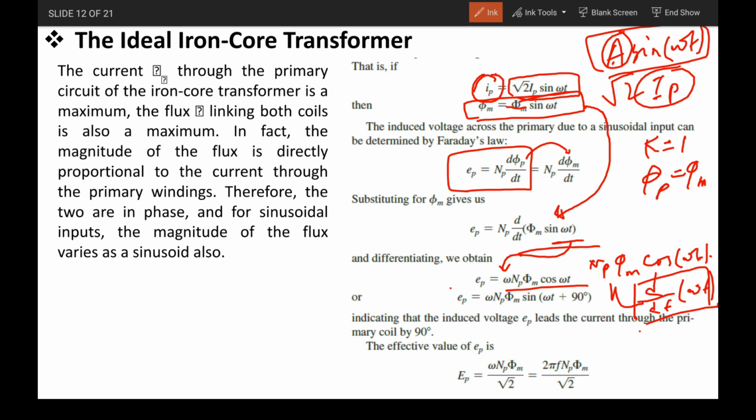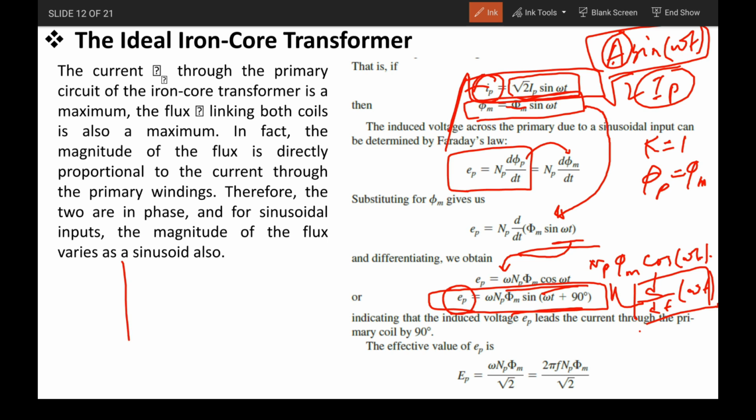So if we want to compare this e_p and the i_p, or the flux, then definitely we know that when we want to calculate the lead or lag, we generally refer to both equations in the same form. Since our previous equation is sinusoidal, we need to change it to sine form. So cos omega t, we can write as sine of omega t plus 90 degrees. Now if we look at these two equations, e_p equals sine of omega t plus 90, whereas i_p was just sine omega t.